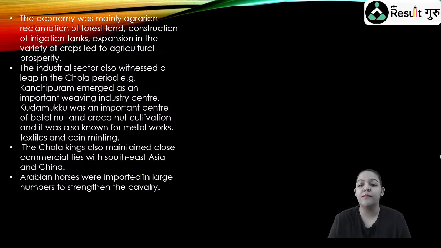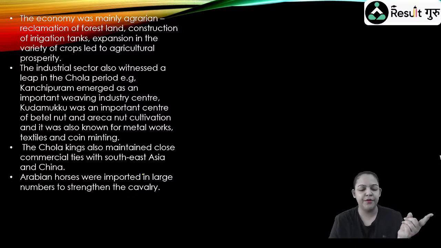Kudamuku was an important center for betel nut and areca nut cultivation. It was also known for metal works, textiles and coin minting. The Chola kings also maintained close trading relations with Southeast Asia and China. I've already told you how they had captured the Sumatra and Java islands, and they were also controlling the trade route to China, isn't it?